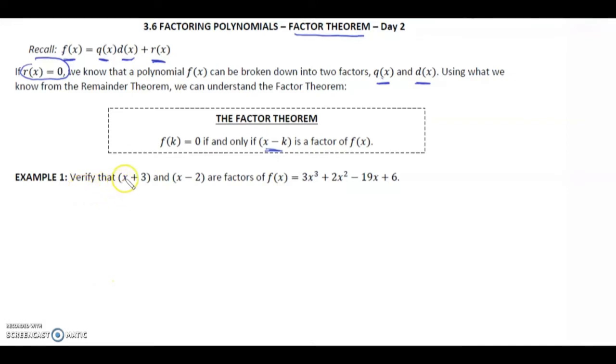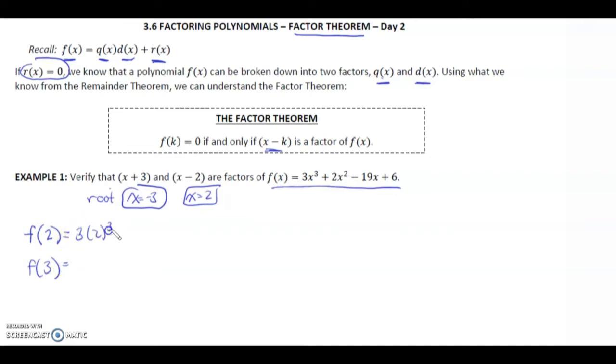Okay, so verify that x plus 3 and x minus 2 are factors of this function f of x. So we can go ahead and find the root. So the root for x plus 3 is, let's go, x equals negative 3. Give more room. And the root for x minus 2 is x equals 2. So using remainder theorem, we can go ahead and sub in f of 2 and then f of 3.